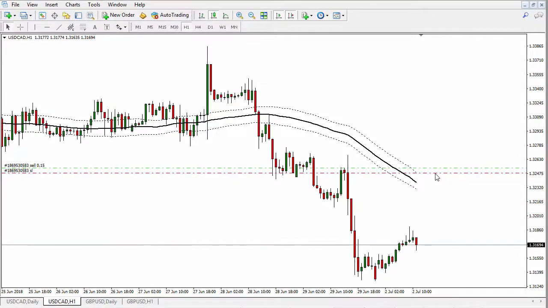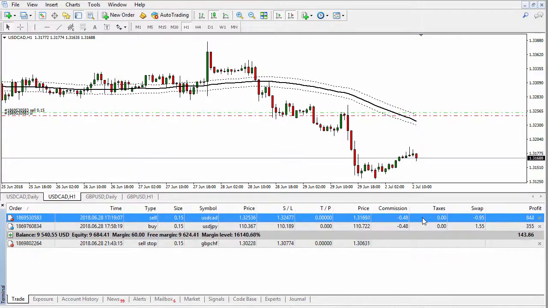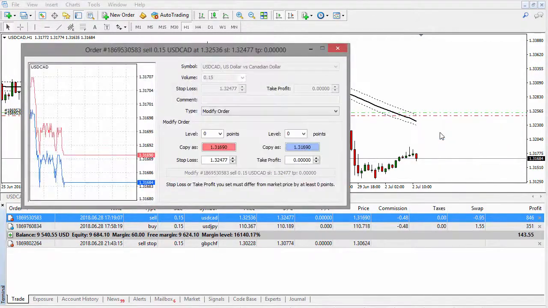And now for the best part. I'm going to close 5 mini lots of this short USD CAD counter trend trading position with the 84 pips of profits which the market is willingly offering me at this particular moment in time.